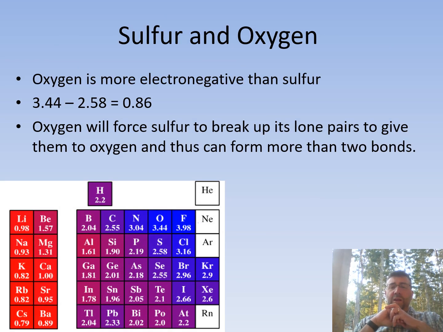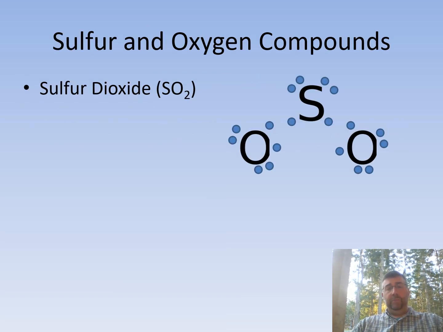If you take a look at the electronegativity chart, one thing you're going to notice is that oxygen is a lot more electronegative than sulfur. Oxygen sits here at 3.44 and sulfur at 2.58. So these oxygens are going to force sulfur to break up its lone pairs to give electrons to oxygen so that oxygen can form its 2 bonds with something with a lower electronegativity, and that's going to force sulfur to make more than 2 bonds.